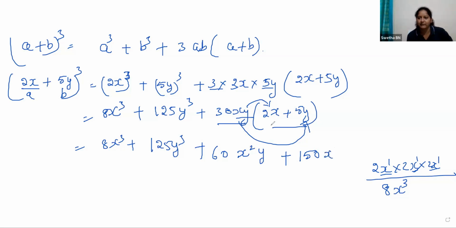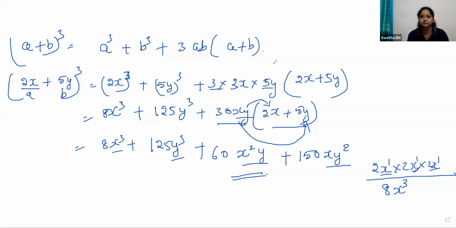Same y and y, same variable, so I'm multiplying that. y into y is y square. So this is your answer. If there are like terms in the sum, then you can simplify that, whether you add or subtract. All these are unlike terms. This is x cube y cube, this is x square y, this is x y square. All the terms are different, so keep as it is.